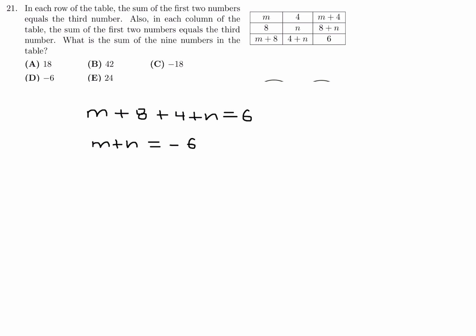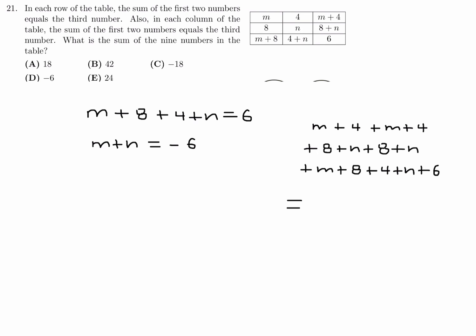So now let's just jump to what they want, the sum of the 9 numbers. So let's add up all these 9 guys. So that's going to be, let's see here, m plus 4 plus m plus 4 plus 8 plus n plus 8 plus n plus m plus 8 plus 4 plus n plus 6. And if you add up all these guys, you get 3m plus 42 plus 3n.